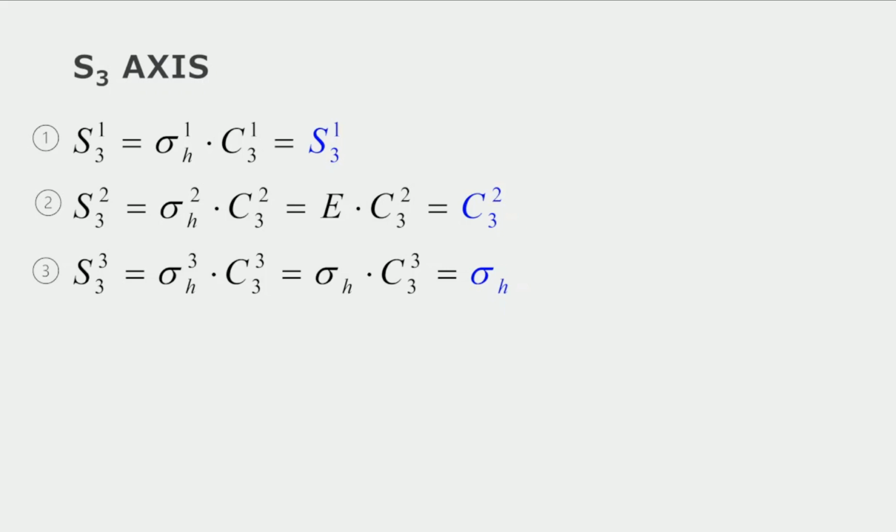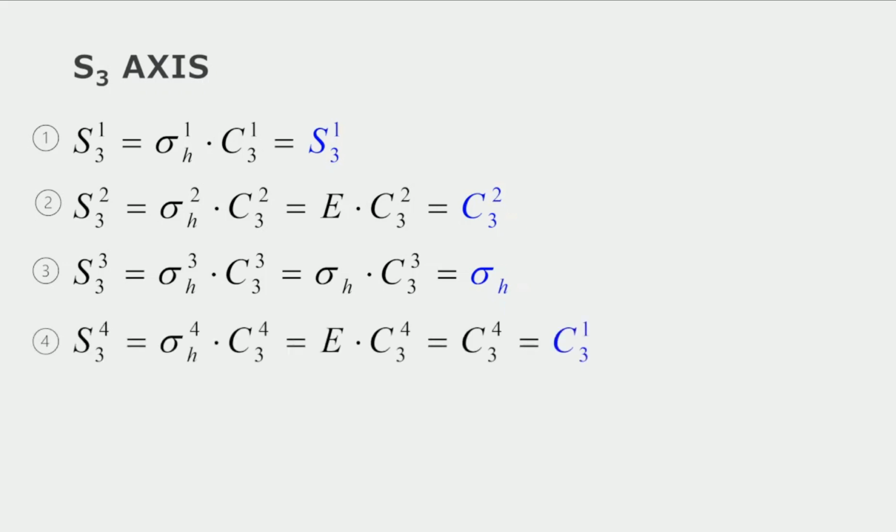And you see that S3 to the power 3, or in general Sn to the power n, is not an identity operation if n is equal to an odd number. So we will carry out further operations. Now let's do S3 to the power 4 operation.